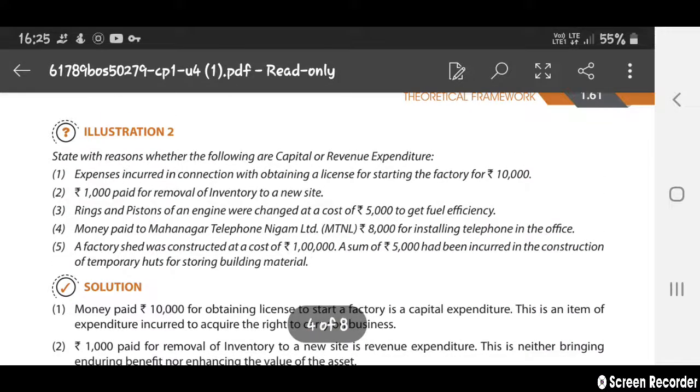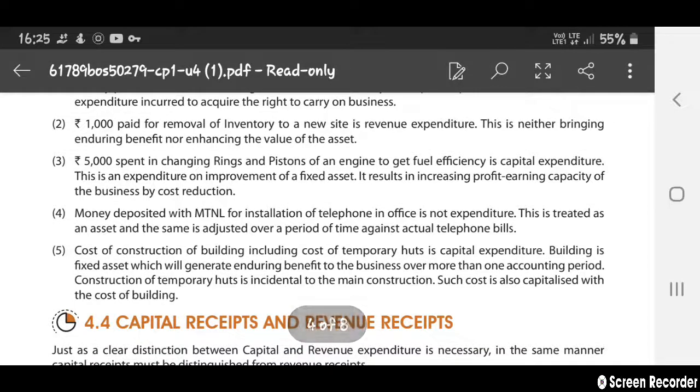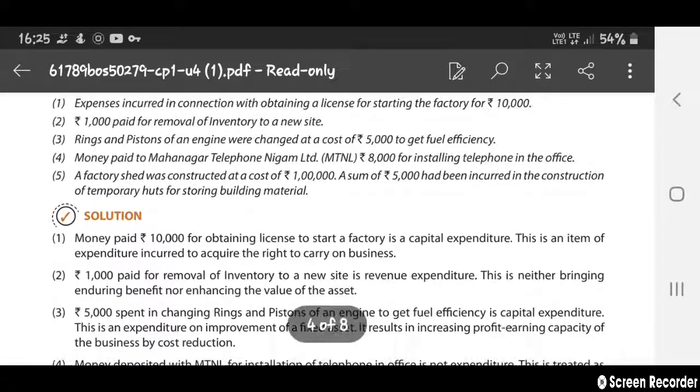Next, rings and pistons of an engine were changed at a cost of rupees 5,000 to get fuel efficiency. So rupees 5,000 spent on changing rings and pistons of an engine to get fuel efficiency is a capital expenditure, because this is an expenditure on improvement of a fixed asset, and it results in increasing the profit earning capacity. So it is a capital expenditure.